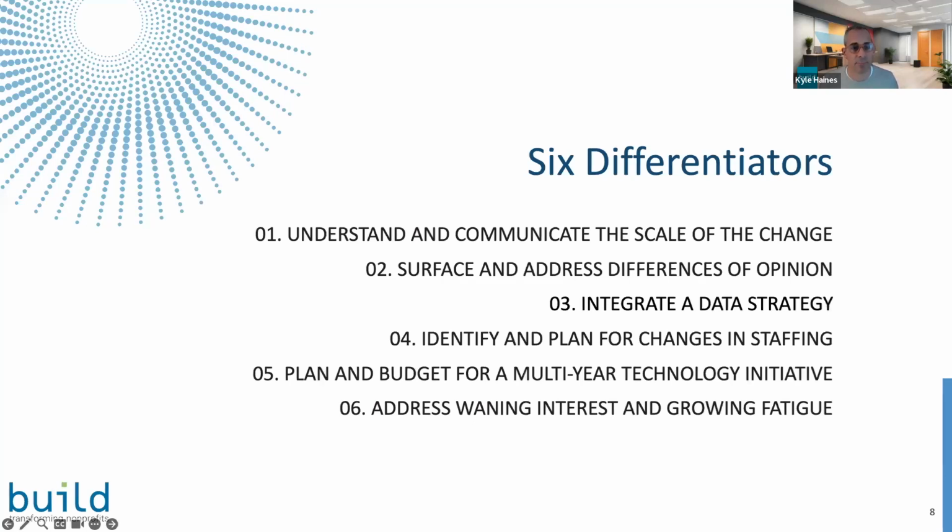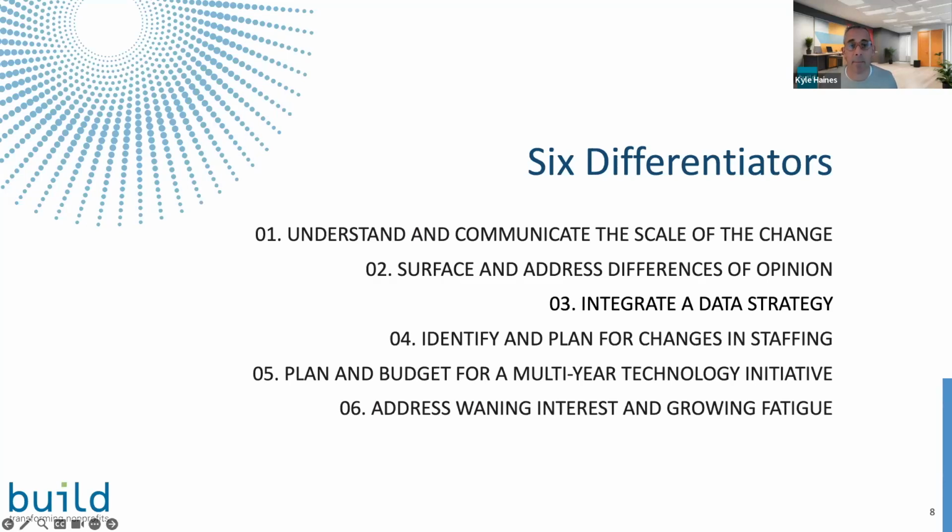undertaking this project. Thirdly, and this is going to feel a bit random, I want to talk a bit about data strategy and why increasingly I think it's such an important part of enterprise-wide technology projects. But in the context of this list, it might feel a bit out of place, but bear with me.